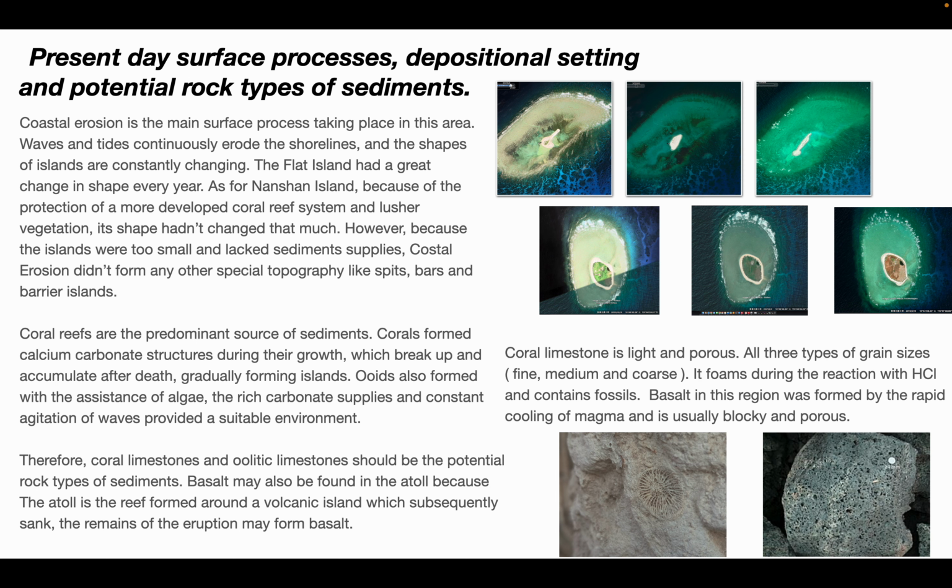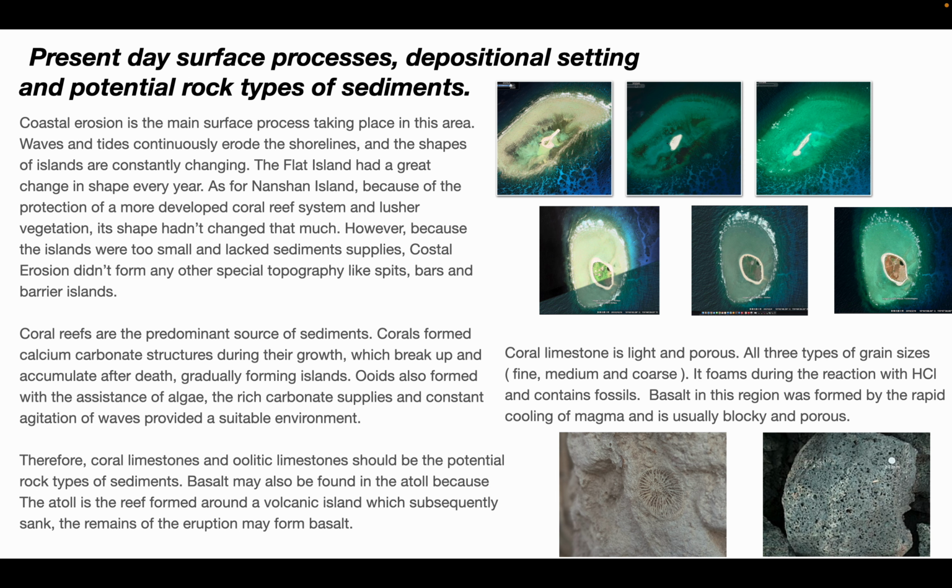The coral reefs are the predominant source of sediments. Coral form the calcium carbonate structures during their growth, and which break up and accumulate after death, gradually forming islands. Waves also formed with the assistance of algae. The rich carbonate supplies and constant agitation of waves provide a suitable environment. Therefore, coral limestones and oolitic limestones should be the potential rock type of the sediments.